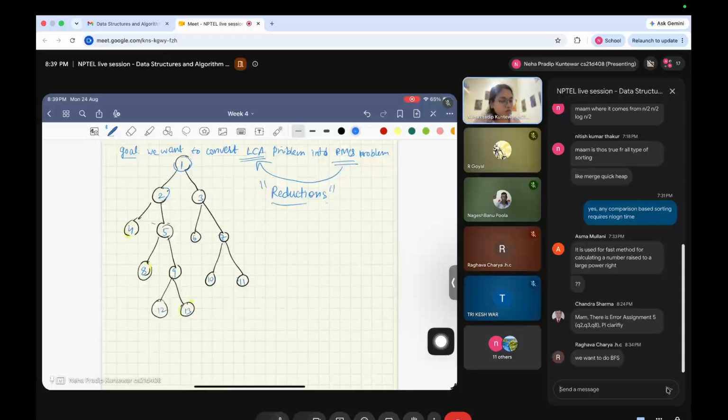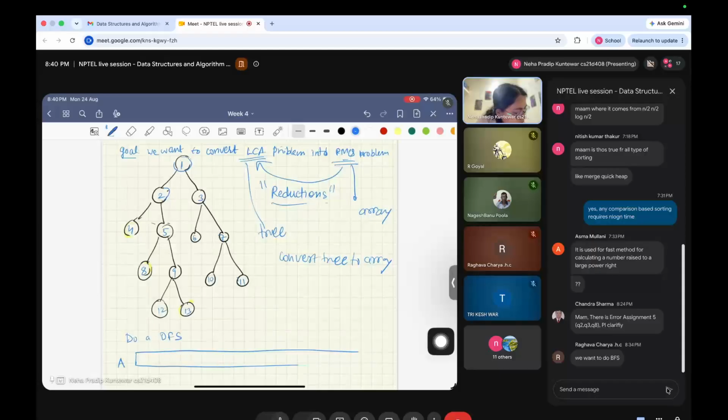We want to convert this to the RMQ problem, but the input here is an array, whereas here you have a tree. So we want to convert the tree to an array in a meaningful way, so that answers here can give you answers there. It may sound very magical right now, but once you understand the algorithm, you'll know why we are doing a DFS. So let us do a DFS and store that into the array. Let me form an array A in the following way. You start the DFS at 1. So what do you see next?